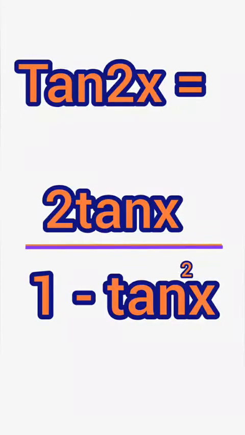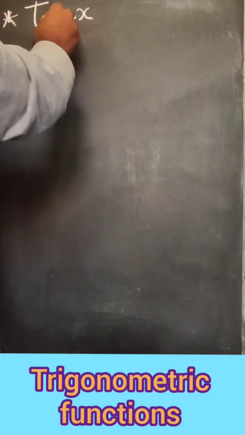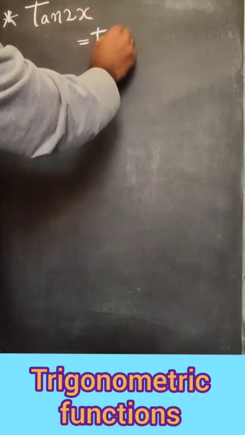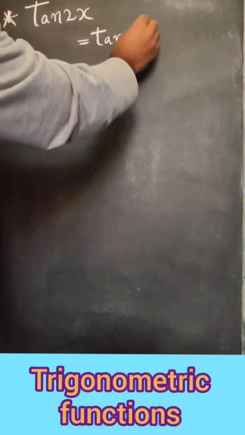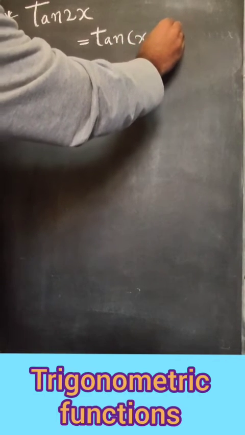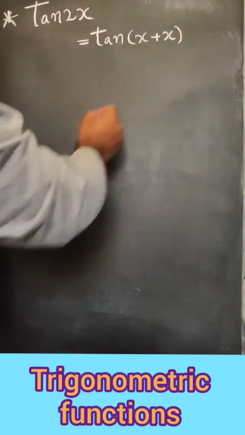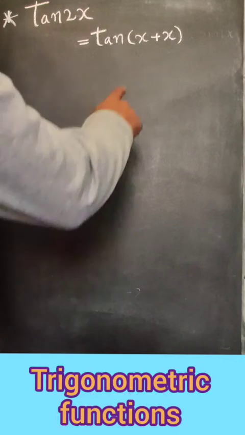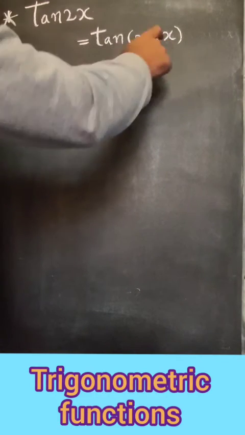Now we will prove that tangent of 2x is equal to twice tangent of x divided by 1 minus tangent square x. Let us prove it. Here we can write tan of 2x as tan of x plus x. Now we know that tan of x plus y is equal to tan x plus tan y divided by 1 minus tan x tan y. Instead of y here we have x.